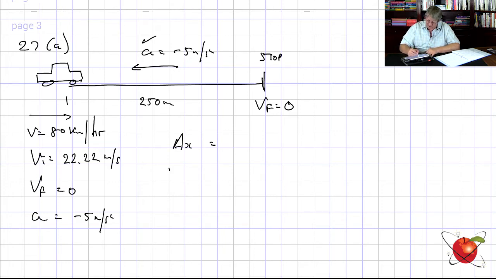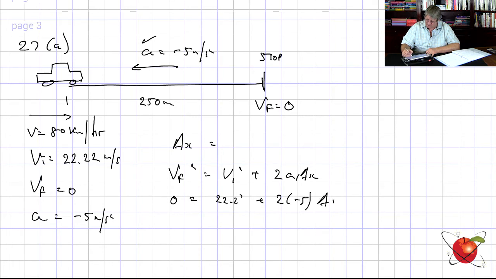We need a formula: V final squared equals V initial squared plus 2A delta X. Same formula again. Here we go: V final 0, V initial 22.2 squared plus 2 times minus 5 times delta X. Straightforward. We're just putting in what we know.